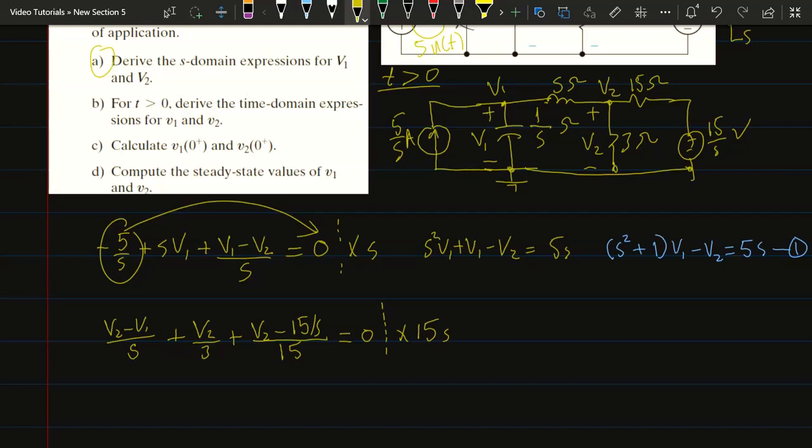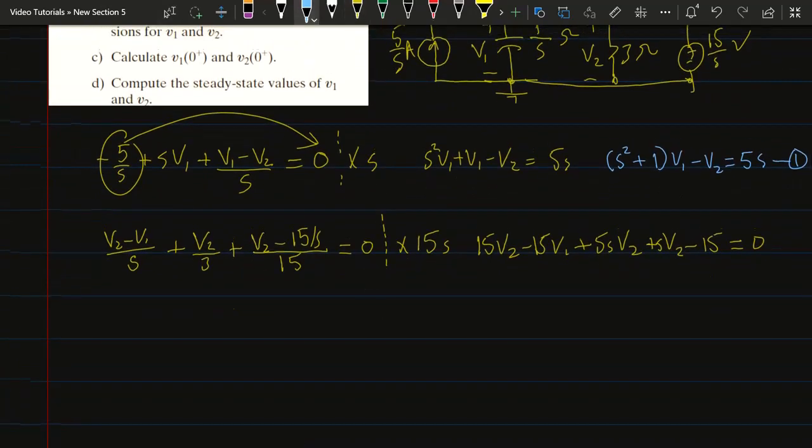Now doing so, I will have 15s over s is 15, so that's 15 v2 minus 15 v1, and then plus 15s over 3 is 5s, so I have plus 5s v2, and then when I multiply 15 will cancel, and what will remain is s, so I have then plus s v2 minus 15 is equal to 0. And it is minus 15 because the s cancelled.